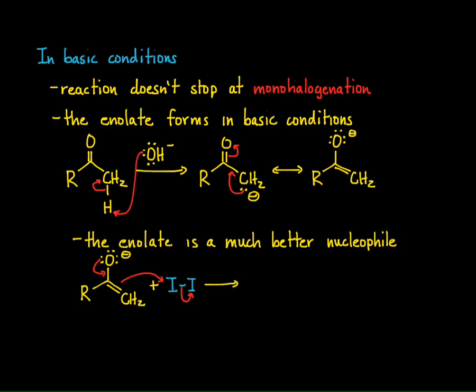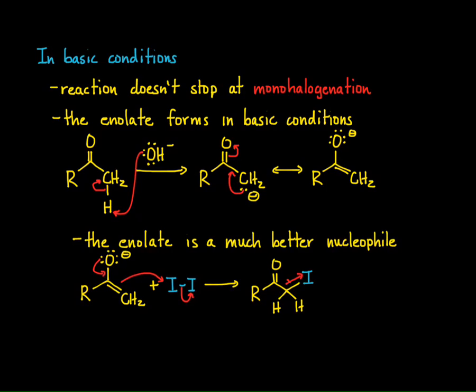A pair of electrons from the oxygen gets donated to the alkene, and now the pi bond reacts with iodine, displacing an iodide ion. And the result is monoiodination, or monohalogenation in general. Again, we have that iodine that's withdrawing electron density.